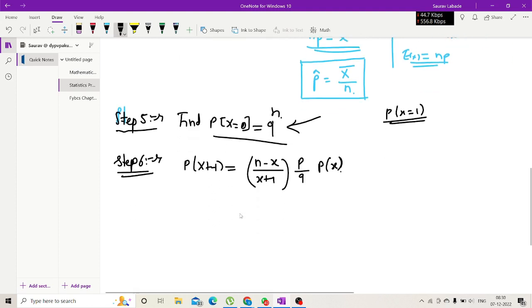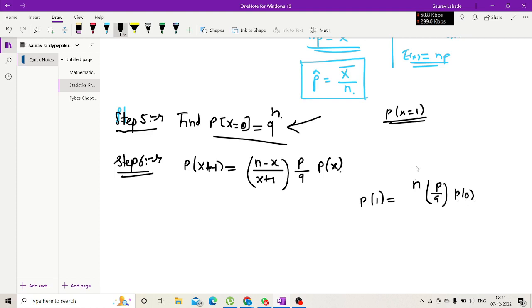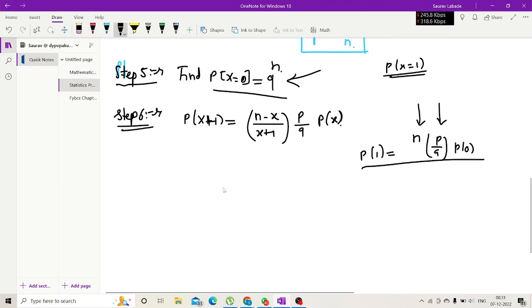So I substitute the value of x equals to 0. Here I get probability of 1 equals n minus 0 upon 1, that means n into p by q into probability of 0. Suppose I know the value of n, p and q, so I can easily find out the probability of 1, because probability of 0 I already know, right? Yes, so that is step 6.